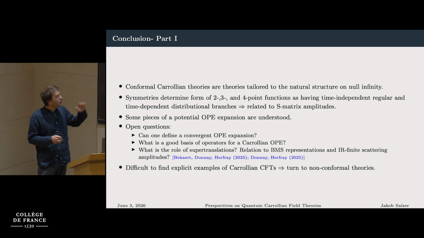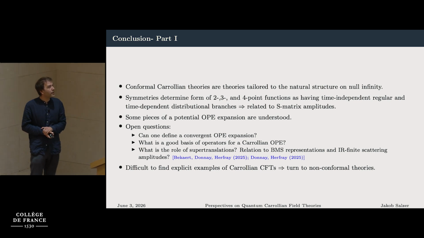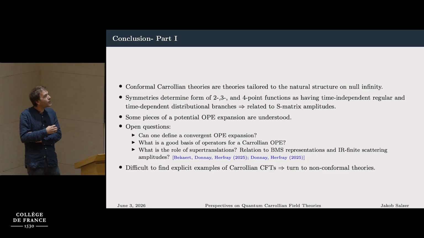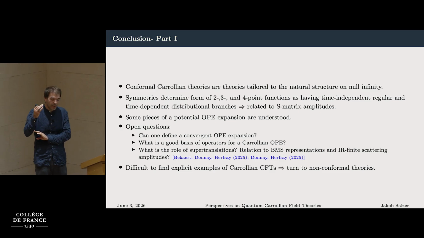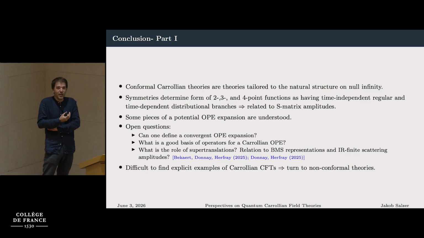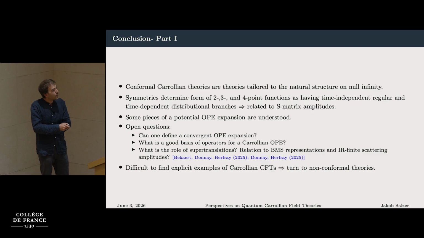So, for the first part, these conformal Carrollian theories are theories tailored to the natural structure of null infinity. These are theories that couple to the conformal Carrollian structure of null infinity. So if there is some duality, they seem to be natural candidates, but as I have argued, I think they're also interesting to study by themselves. The symmetries determine 2, 3, and 4-point functions with 2 branches. The time-dependent branch, the distributional branch, can be related to S-matrix amplitudes.